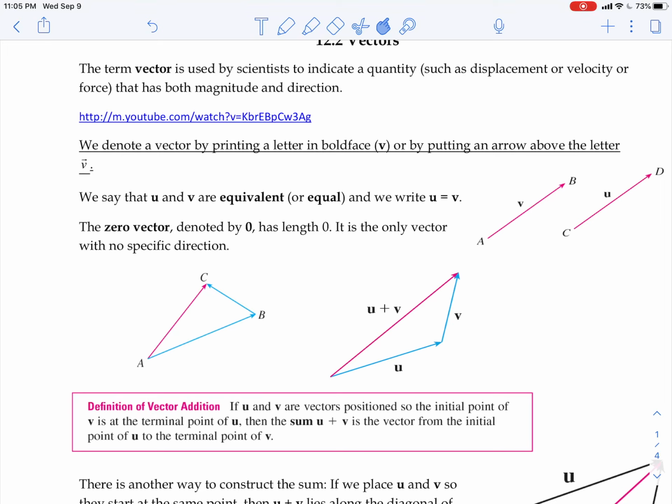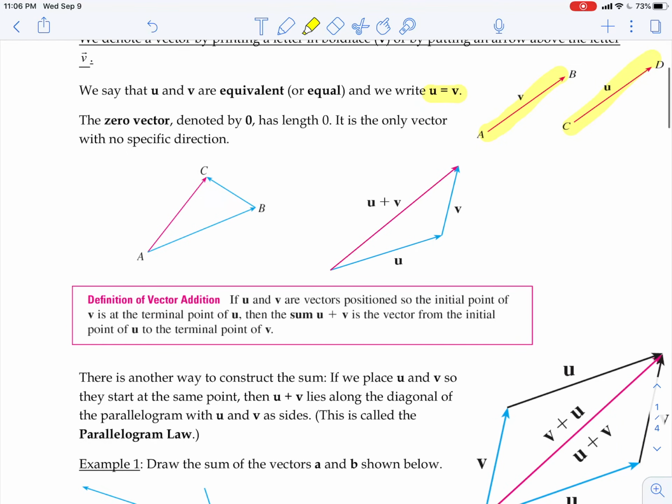And when we're going to denote a vector, we basically do that by printing a letter in boldface or by putting an arrow above the letter that you see here. We say that u and v are equivalent or equal, and all we need to write is vector u is equal to vector v. And the zero vector, denoted by 0, has length 0 and is the only vector with no specific direction. So here you see two vectors. We have vector v and we have vector u. You can see that they are equivalent, so we could set those equal to one another.